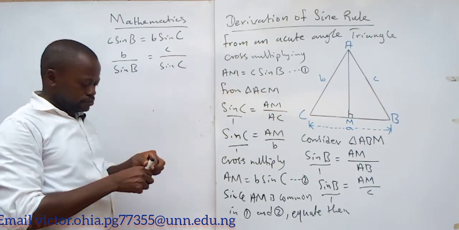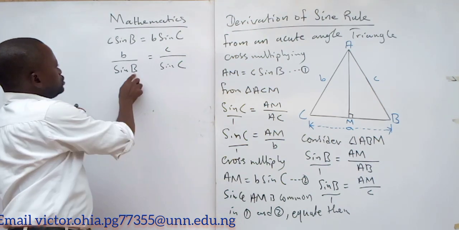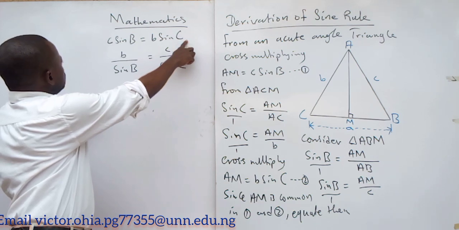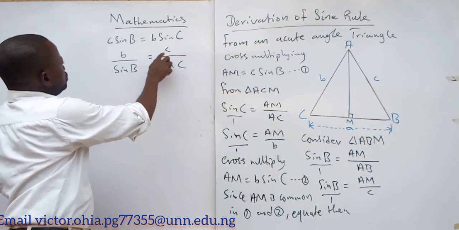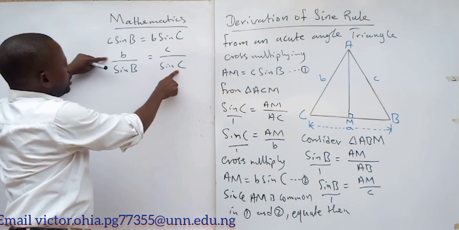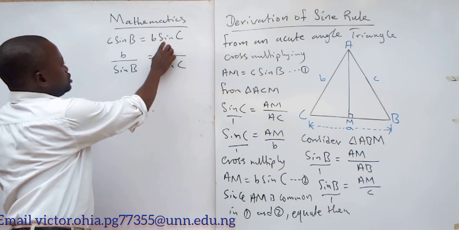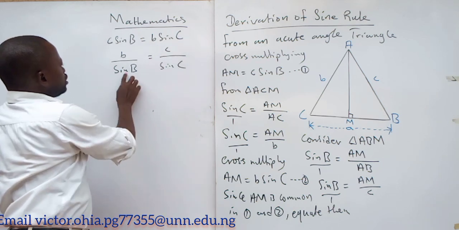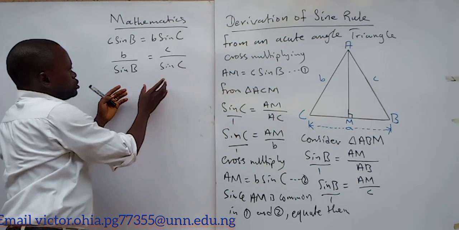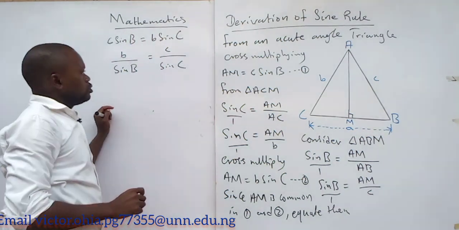Look at it again. This times this will give you this. And then this times this will give you this. That is B times sine C is B sine C. And C times sine B will give you C sine B. So that is to say that this expression is equivalent to this expression. They are the same thing. Okay.